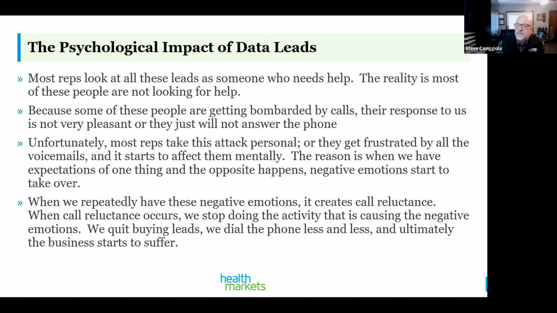When we repeatedly have these negative emotions, it creates what's called call reluctance. When call reluctance occurs, we stop doing the activity that's causing the negative emotions. We quit buying leads. We dial the phone less and less, and ultimately the business starts to suffer. Yes, so that psychological impact can be real. And that's why we advise people don't do just one aspect of marketing. Don't just do leads. Do other things to help build your pipeline, build your database, build your reputation.